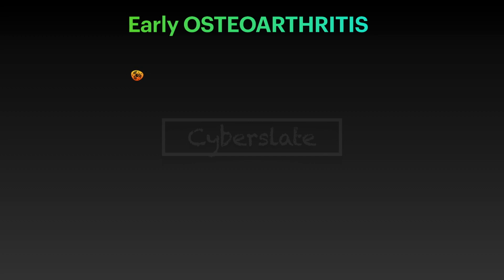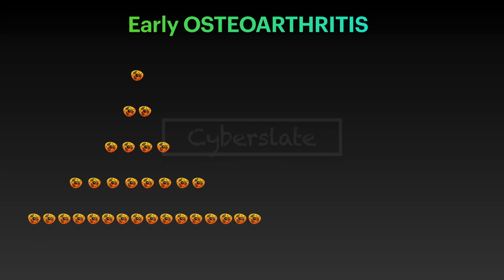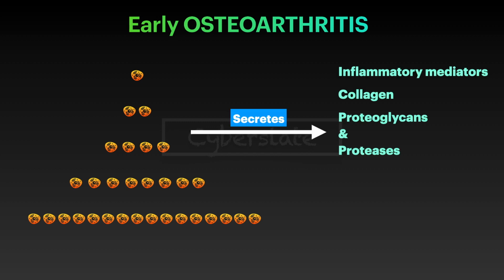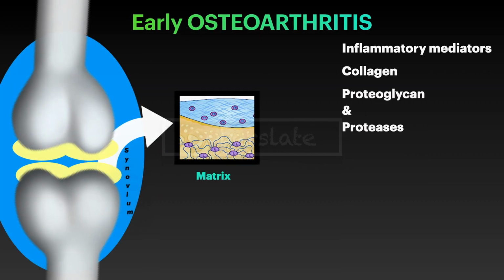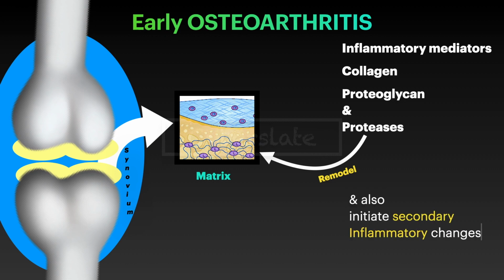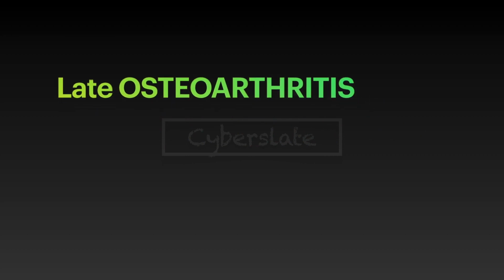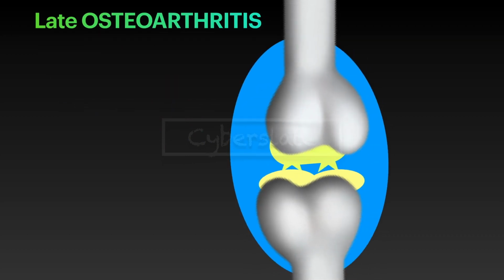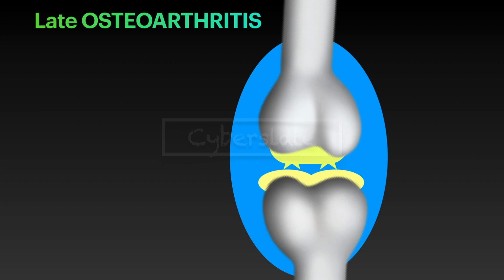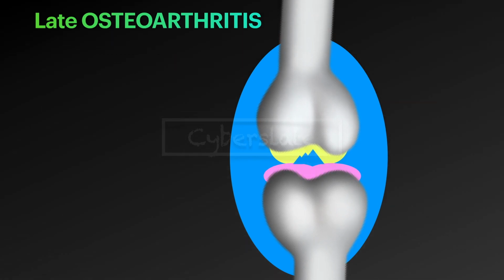Now, in early osteoarthritis, chondrocytes proliferate and secrete inflammatory mediators, collagens, proteoglycan, and protease, which act together to remodel the cartilaginous matrix and initiate secondary inflammatory changes in the synovium and subchondral bone. Now, what happens in late osteoarthritis? Firstly, there is repetitive injury and chronic inflammation in the synovial joint, which leads to chondrocyte dropout, which is marked by loss of cartilage and extensive subchondral bone changes.